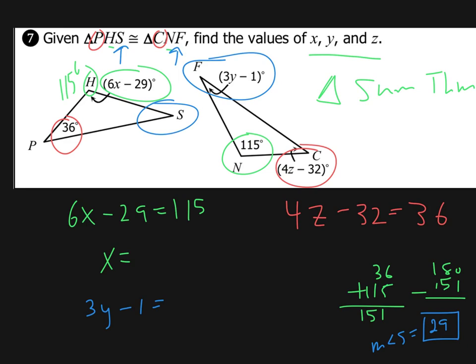By the way, you should have gotten that it was 29. When I add those two given angles up, it was 151. When I subtract 151 from 180, I get 29. So 3y minus 1 is equal to 29. You finish up and solve for y.